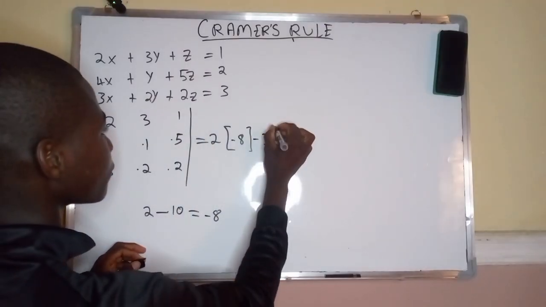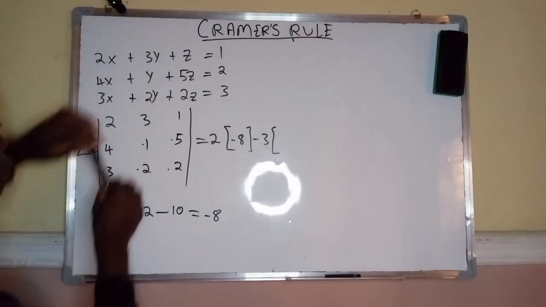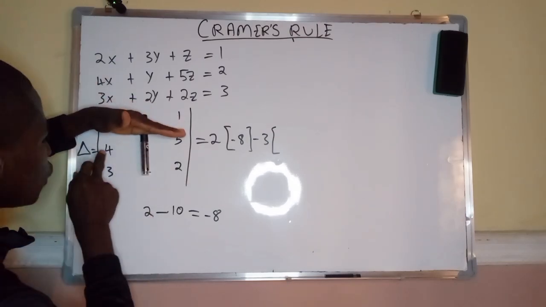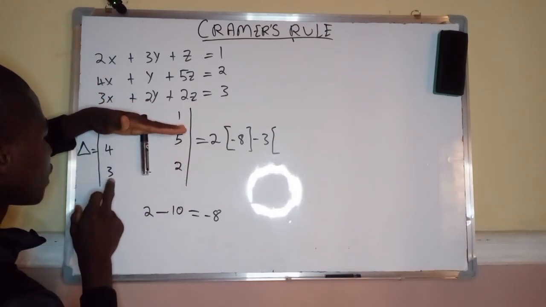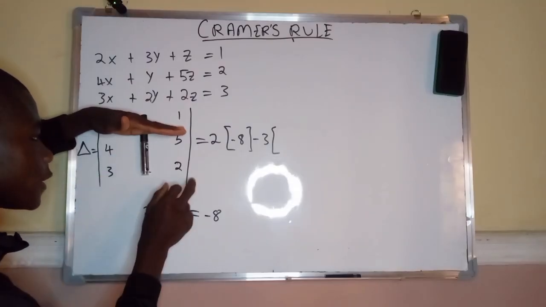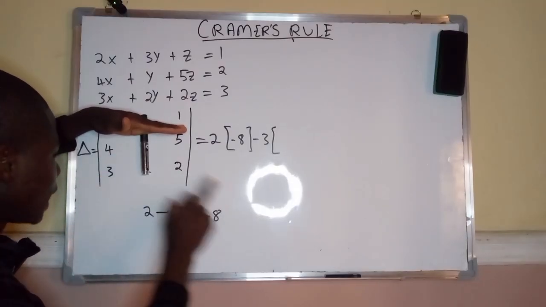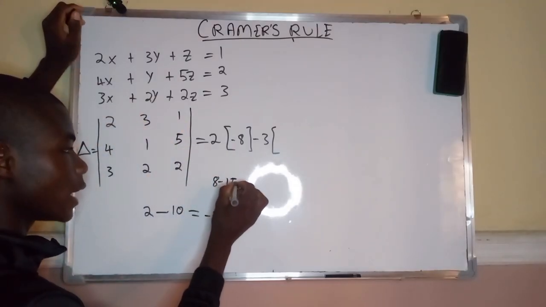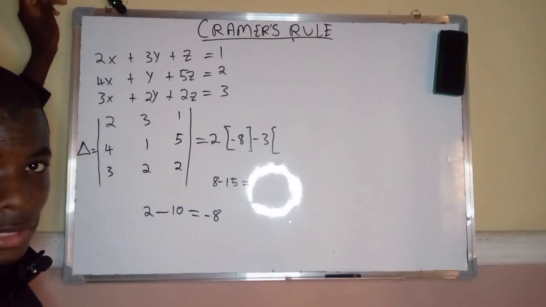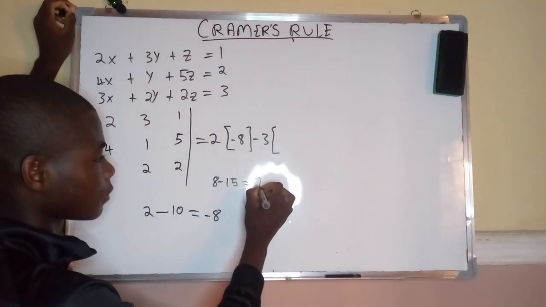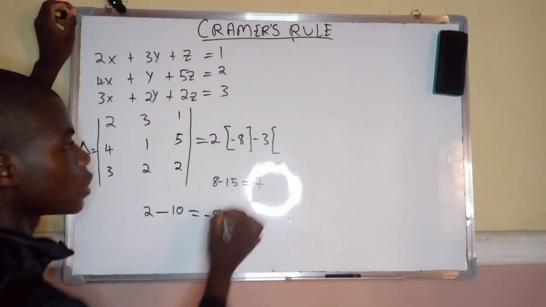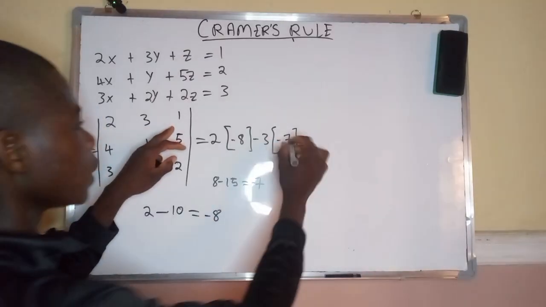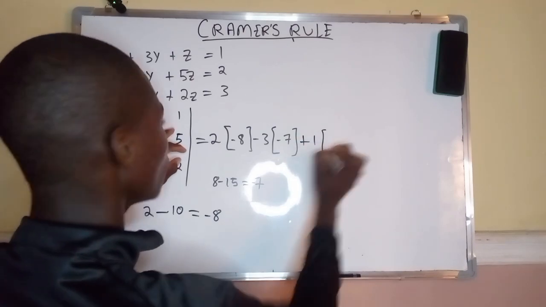So therefore I'm having 3. I will delete this row and this column. I'm having 4, 5, 3, and 2. 4 multiplied by 2, which is 8, and therefore 3 multiplied by 5, which is 15. So therefore 8 minus 15, which is equal to minus 7. So therefore I'm having negative 7. Then a positive sign and then 1.